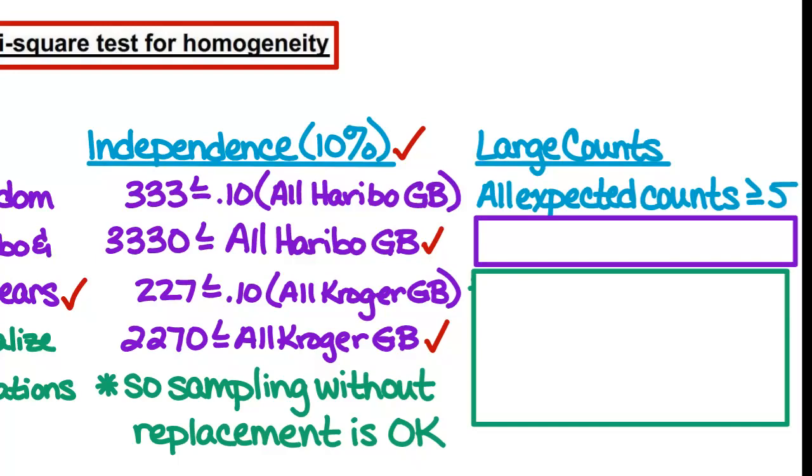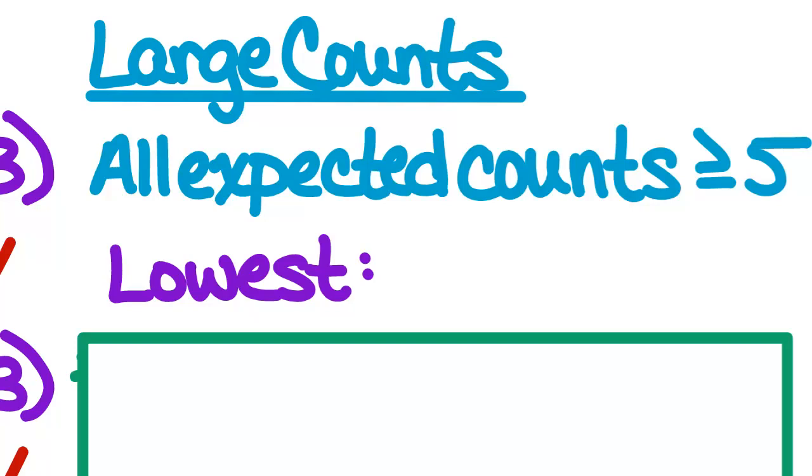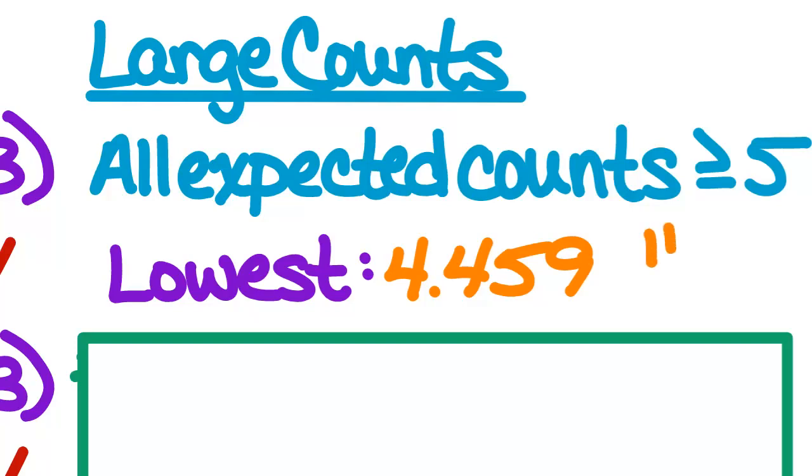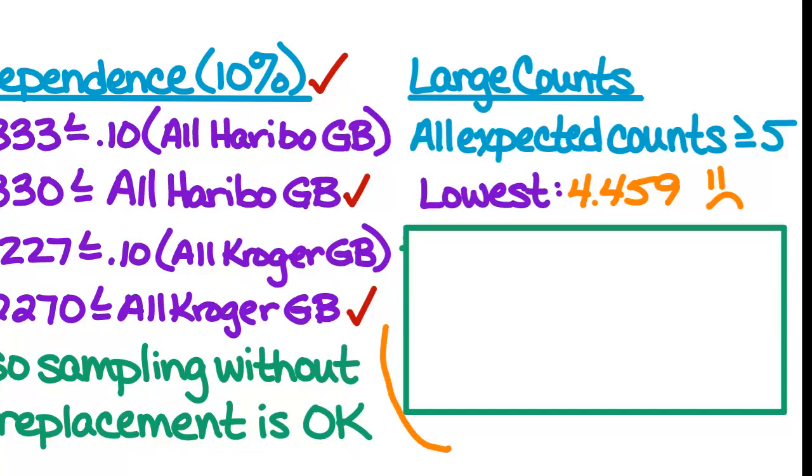Large counts, all expected counts greater than or equal to 5. What was our lowest? 4.459 or 4.46, right? Technically, we should stop here. I'm going to make a little note of that. For what we're doing here, we're going to round up. But if you're doing this on an AP Stats test, no, you would not round it. You would say, we don't meet the large counts condition. We cannot continue on with this test.